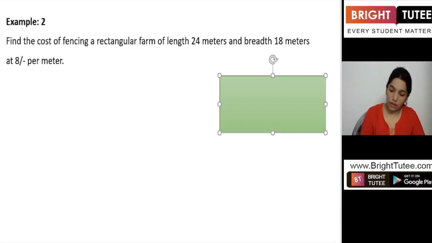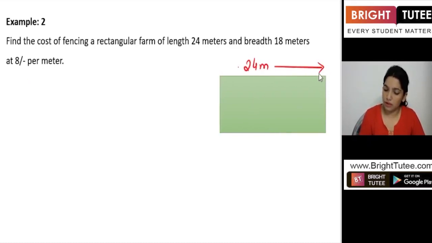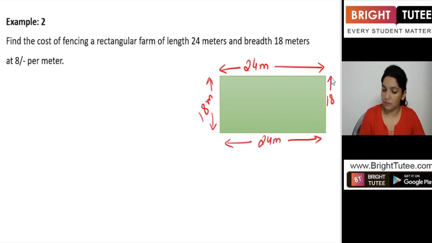So now here, say this is a rectangular farm, so I have colored it in green. So here this farm has got the length of 24 meters. So this is given that the length of this farm is 24 meters, and the breadth is also given, it is 18 meters. So this particular side is 18. So if length is 24, so this is also 24, and the other side is also 18, right? Now we are going to use the formula to calculate the perimeter of this particular rectangle.